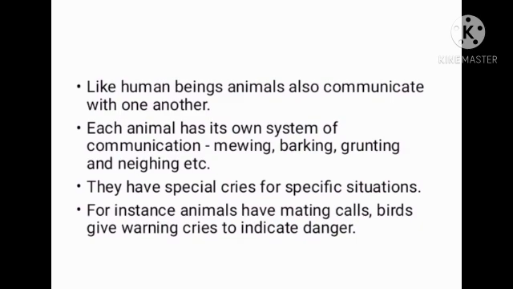For example, mewing, barking, grunting, and neighing, etc. We know cat mews, dog barks, horse neighs, etc. They have special cries for specific situations. For example, or for instance, animals have mating calls, birds give warning cries to indicate danger, etc.